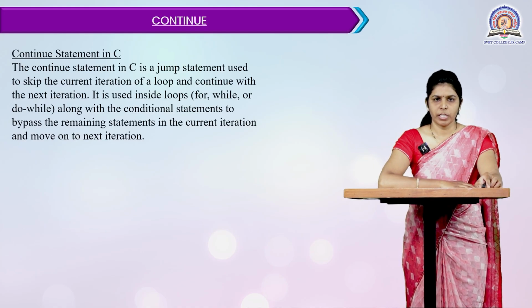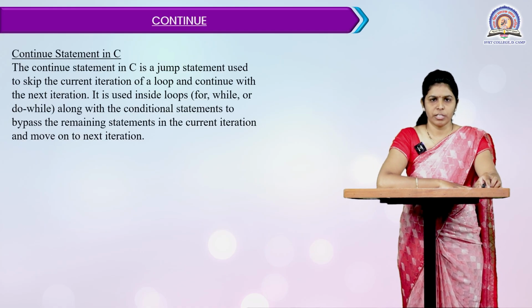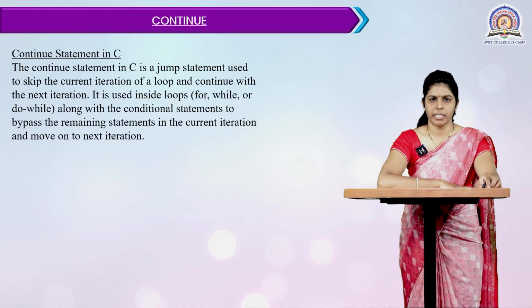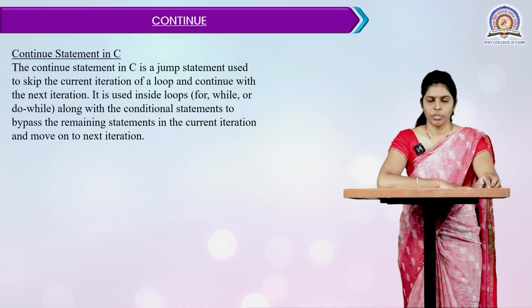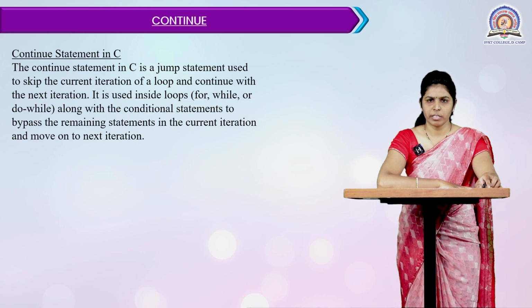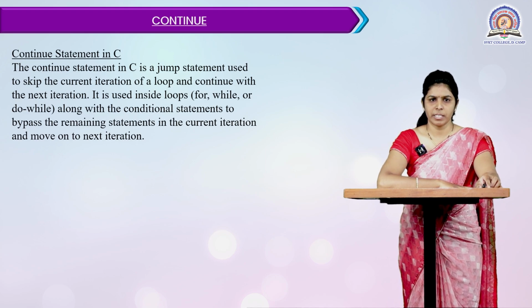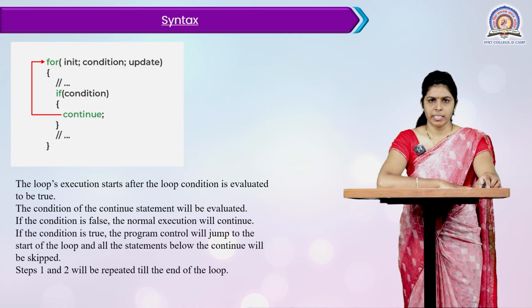Next, continue. Continue statement in C. The continue statement in C is a jump statement used to skip the current iteration of a loop and continue with the next iteration. It is used inside loops, for, while or do while, along with a conditional statement to bypass the remaining statements in the current iteration and move on to the next iteration.